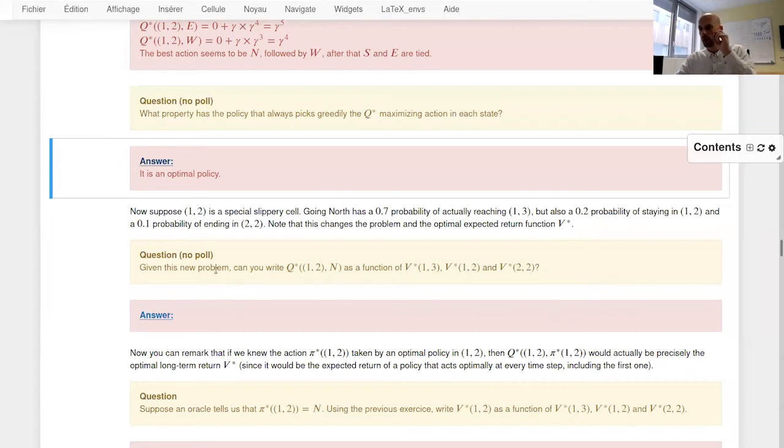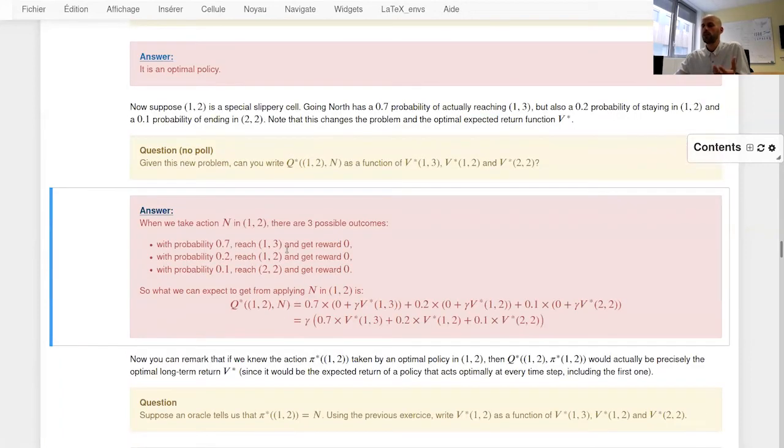But the question I'm asking here is, given this new problem, can you write Q star of 1, 2, that cell we've been looking at, north, as a function of V star of 1, 3, V star of 1, 2, and V star of 2, 2? We can't use the values for V star that we had before, but I would just like us to link Q star to the value of V star. And so the answer is pretty straightforward.